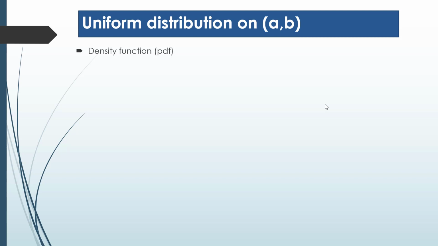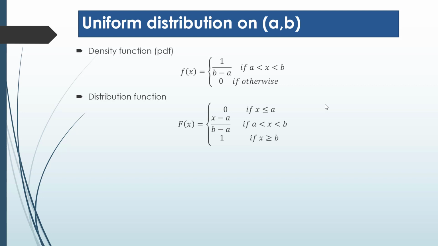First, the density function, the PDF, of the uniform distribution on interval AB is 1 over b minus a if a is less than x less than b, and the density function is 0 otherwise. The density function is f of x, and the distribution function, the CDF, is capital F of x. Capital F of x is defined by 3 cases.